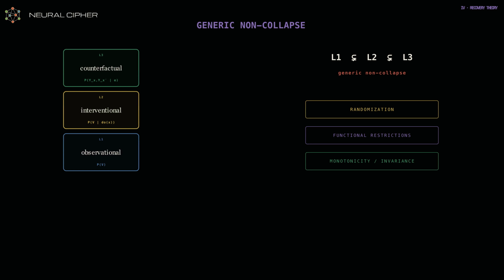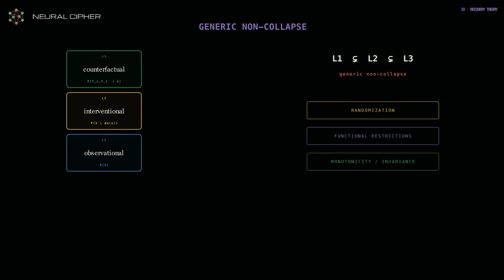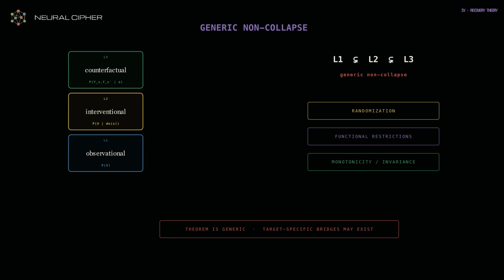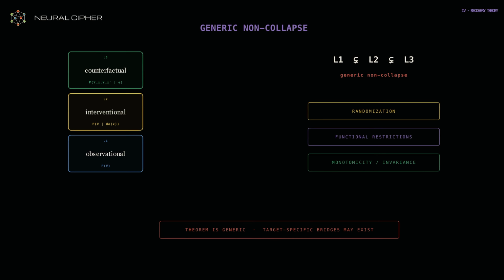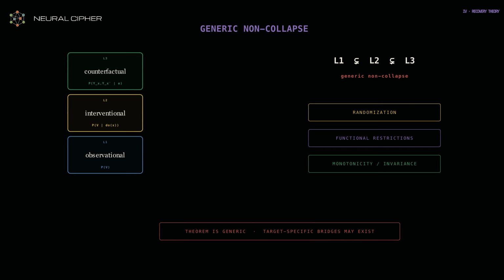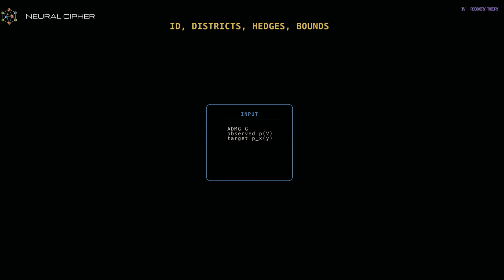Randomization, functional restrictions, monotonicity, invariance across environments, or additional experimental distributions can identify particular higher-level targets. The conclusion is conditional. Every bridge between layers must be supplied as an assumption or a source of information. Identification asks whether a target has one value in every SCM compatible with the available distributions and causal assumptions.